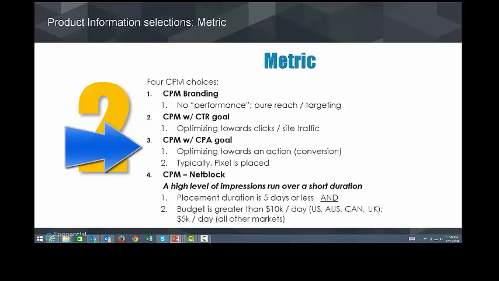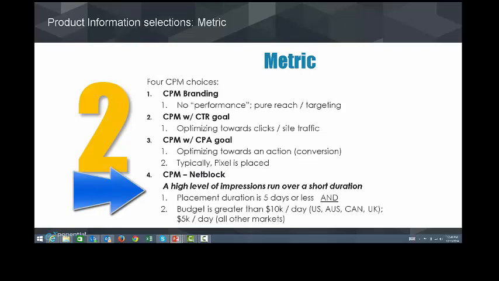CPM with CPA goal is a client paying on a CPM basis and they want their campaign optimized towards a specific action, for example an email sign-up or a purchase. Having a pixel in place to optimize towards this is the most efficient way to run this campaign. And then lastly, a CPM net block. This is pure branding over a short duration of time.